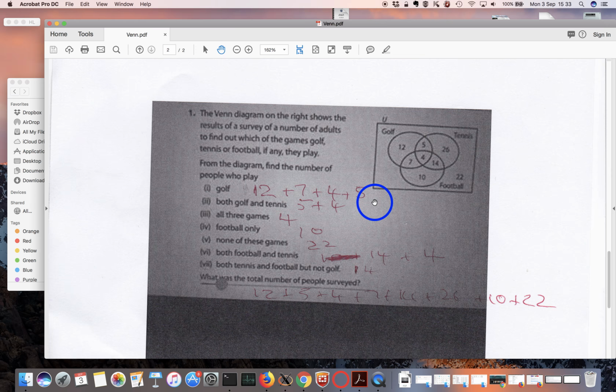Okay, so I hope that's been helpful. So that's just a short introduction to this worked example of this Venn diagram, which is just a picture of the sets and the relationship between them.